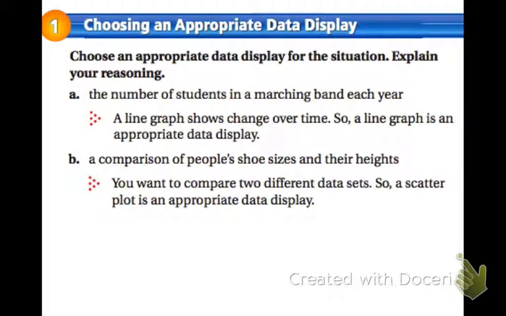So in example 1 from your textbook, to choose an appropriate data display for the situation, explain your reasoning. If you had the number of students in a marching band each year, you could choose a line graph, because the line graph would show the data change over time. Okay, so line graph would be appropriate. If you're going to compare a person's shoe size and their height, since you're comparing 2 different data sets, a scatter plot might make more sense because the data points might not necessarily fall in a straight line. However, we could make a line of best fit.